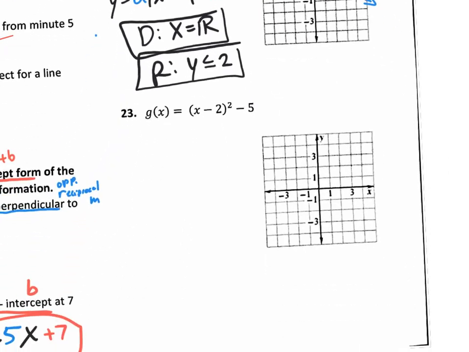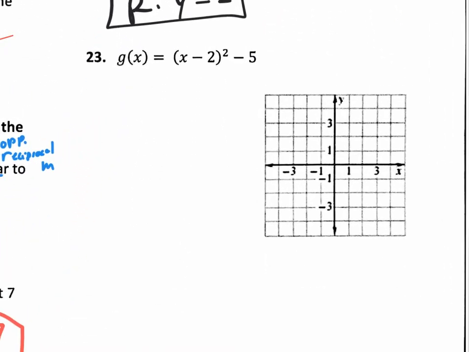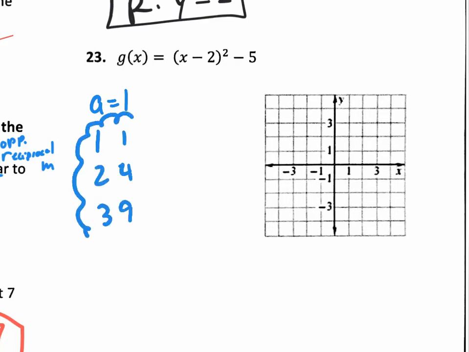Now number 23 is pretty much the same thing, but instead of a V-like graph, it's going to be a U-shaped curve. The A value is not the slope. I mean, it still tells you if it opens up or down, if it's wider or narrower. But remember, in parabolas, we said that the A value of 1 provided us the pattern of 1, 1, 2, 4, 3, 9. We need to have this pattern memorized for parabolas, 1, 1, 2, 4, 3, 9. So the vertex, the most important point, like always, is the coordinate what?